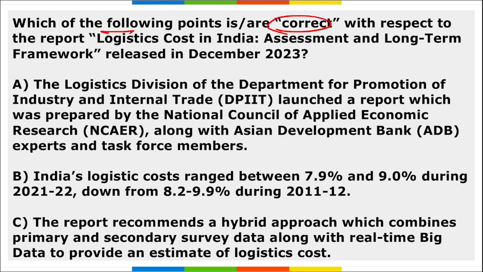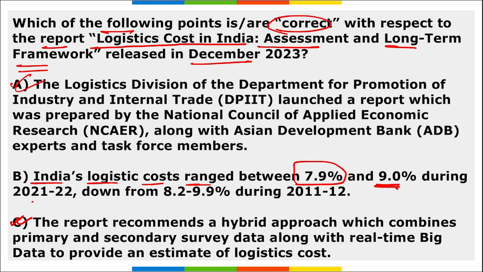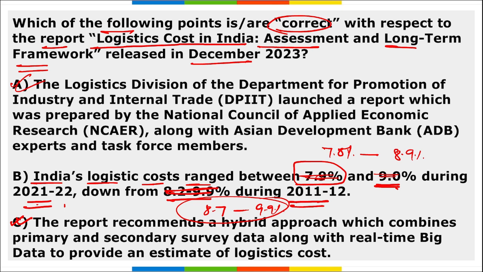Next, which of the following points are correct with respect to the report Logistics Cost in India: Assessment and Long-Term Framework released in December? If we look at it, option A and option C are right, but B is wrongly mentioned. B is saying that India's logistics cost ranged between 7.9% and 9% during 21-22, down from 8.2 to 9.9% during 2011 and 12. Is it correct? No, it is not correct, because there is a slight change. India's logistics cost ranged between 7.8 to 8.9% during 21-22, correct, and it was down from 8.7 to 9.9% during 2011-12. Now it is absolutely right.